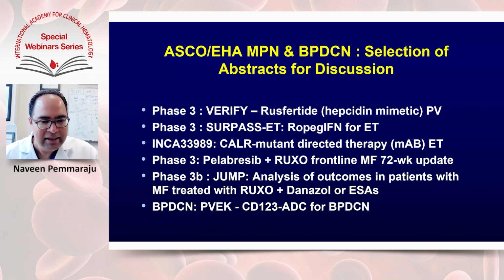Phase 3, the Surpass ET, ropeginterferon for ET, for the first time in decades. We have trials in essential thrombocythemia. This is my colleagues, Dr. Ruben Mesa, Dr. Lucia Masarova, Harry Gill, and others. Then we'll talk about the very exciting novel CALR mutant-directed therapy, the first ever public results, again for ET. This was presented at the EHA meeting. And then we'll talk about a few other phase 3 results, pelabresib and ruxo long-term follow-up, the JUMP study of ruxo with anemia, and then my own presentation of pivekimab, PVEK CD123, for BPDCN.